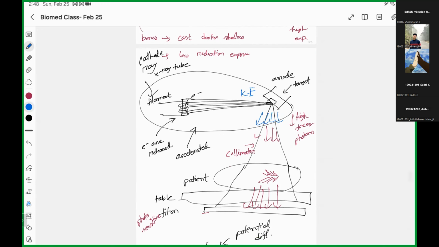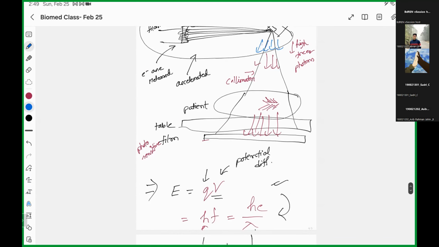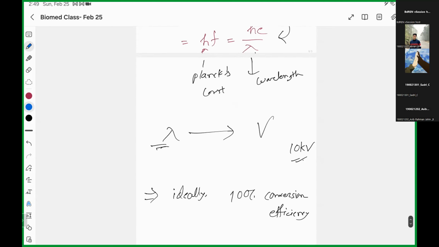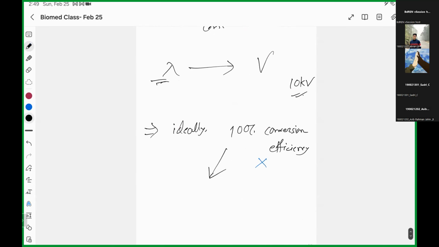Ideally, we are assuming, based on this equation, that whatever the kinetic energy of the electron was before hitting the anode, you will get the exact same amount of energy in the output radiation. But it does not happen in the real world. In a real world scenario, can you guess how much percentage will actually get outside? 30 to 40? In X-ray generation, the process is highly inefficient.